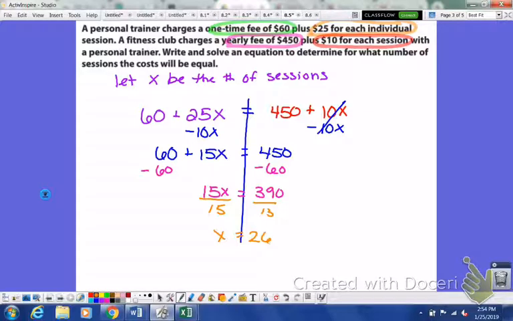Go back and check. What's the question asking? We wrote the equation, we solved it, number of sessions, so they will be equal after 26 sessions. And there's our answer, and there's this lesson.